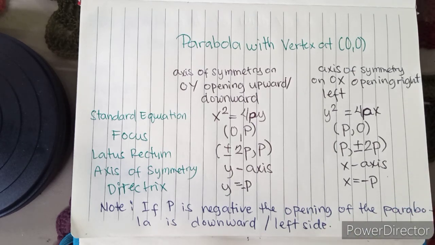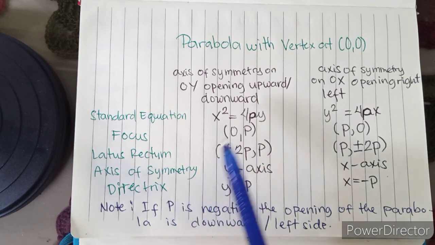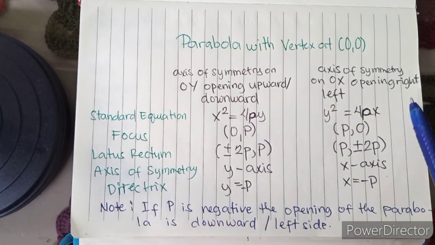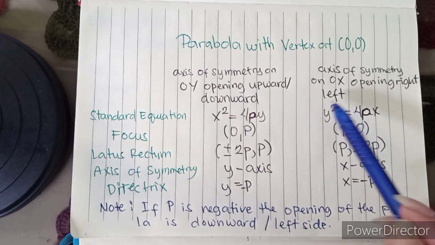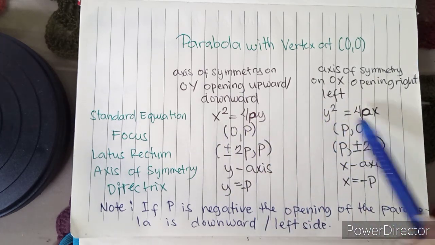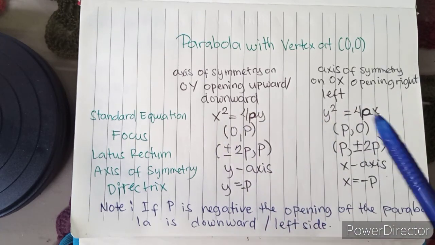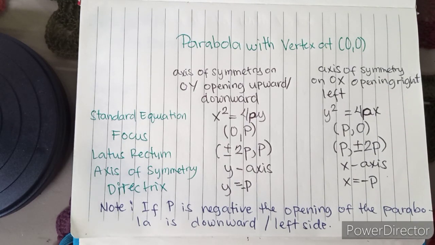So, take note of this. If p is negative, so the opening of the parabola is downward or left side. So, kung ito ay negative 4py, ang kanyang opening ay downward. Dito naman, pag negative yung 4px natin, ang opening ng parabola daw natin ay left side. Since it's positive ang p natin, so for this one, ang opening natin ay upward. So for dito naman, ang opening naman natin ay pa-right side. Okay? So let's have an example.